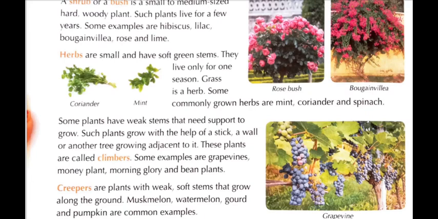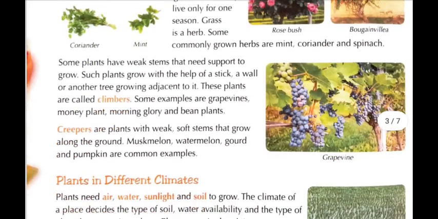So students, climbers are very weak plants. Okay, they have long, thin, and weak stems. They cannot stand straight on their own, so they need a support to stand. Okay, so they have spiral-like structures called tendrils. Okay, some examples of climbers are pea plant, money plant, bean plants, etc. Okay, so now move on to the next, that is creepers.